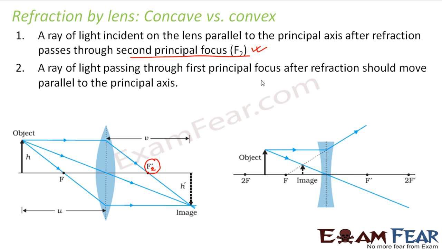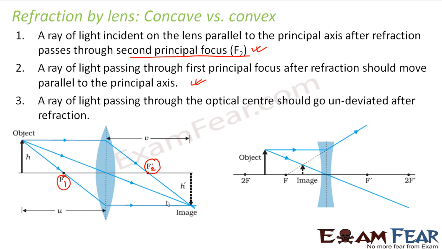A ray of light which passes through the first principal focus, after refraction, should move parallel to the principal axis. This is the first focus. A ray of light which passes through this focus, after refraction, should go parallel to the principal axis. And the last one, a ray of light passing through the optical center should go undeviated after refraction. So after refraction, it should just go undeviated.